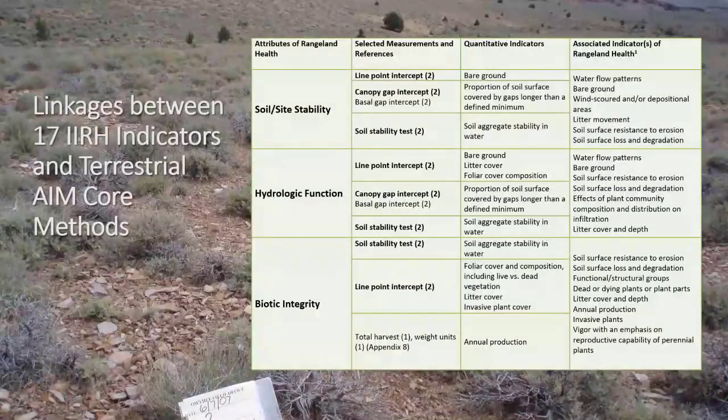Version 5 also provides additional information about measurements related to each of the indicators. Recommendations to use core methods have been emphasized to help build consistency in the protocol. In this table, AIM core methods are in bold. You might notice that collecting line point intercept and conducting the soil stability test with quantitative indicators will give you quantitative indicators related to several indicators of rangeland health and all 3 of the attributes.